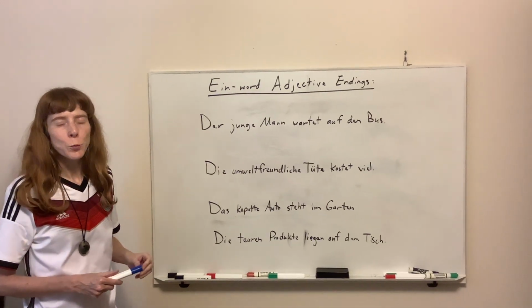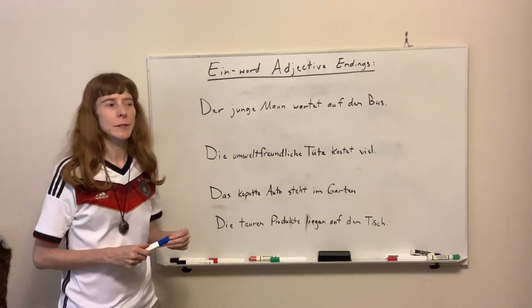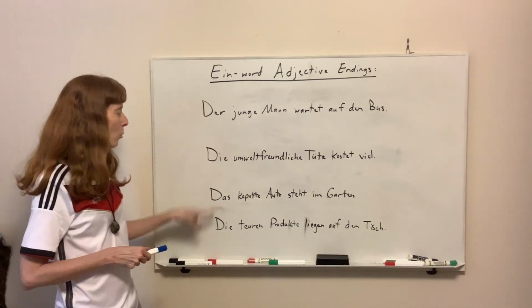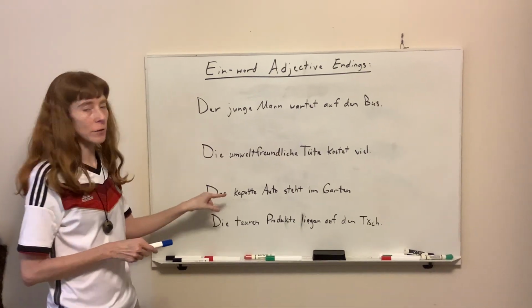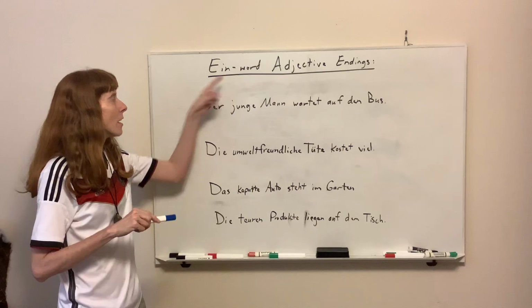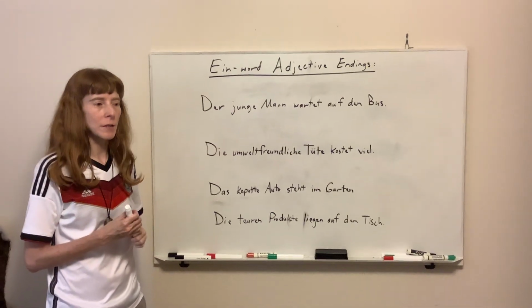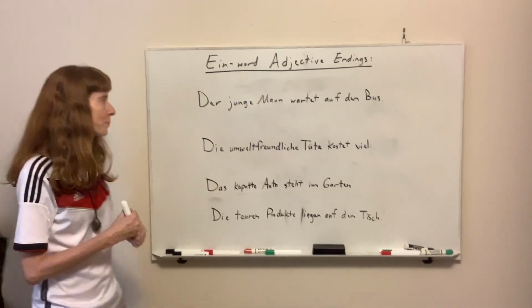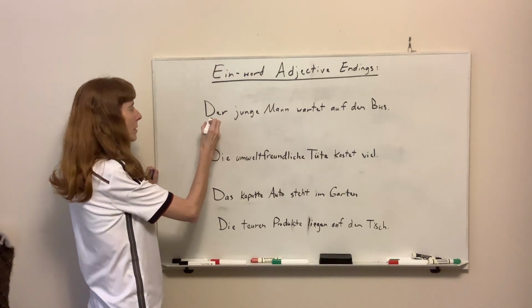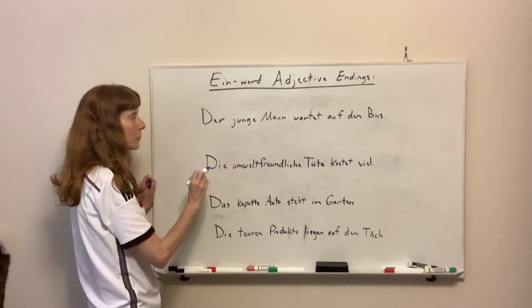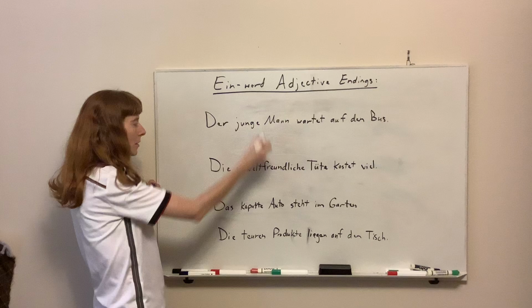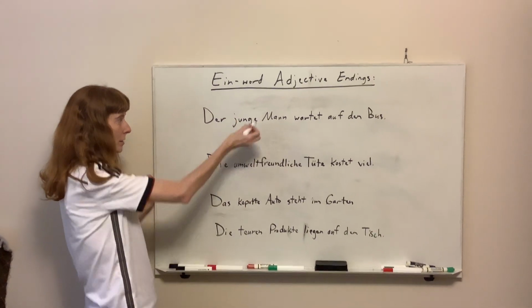Ein-word adjective endings. We have done the der-word adjective endings, and I have some der-word adjective endings examples here for you, and we're going to compare that with the ein-word adjective endings, and I will explain why they're different. So the first one I've got here: Der junge Mann wartet auf den Bus. This is all nominative case, they're subjects.